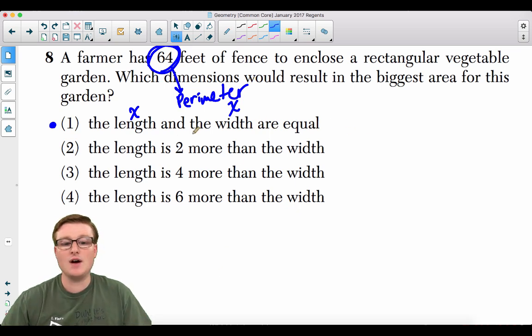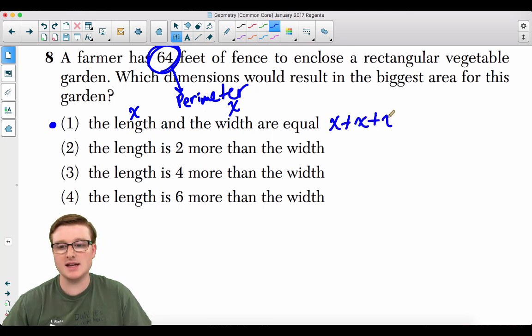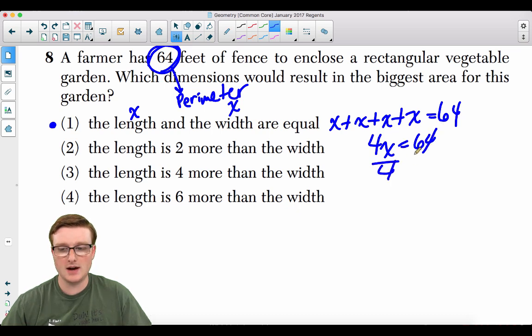So, how do we find the perimeter of choice 1? Well, the perimeter is you're adding x plus x plus x plus x is equal to 64. If you keep adding these x's, you get 4x is equal to 64. Divide by 4 on both sides, and you get x is equal to 16.